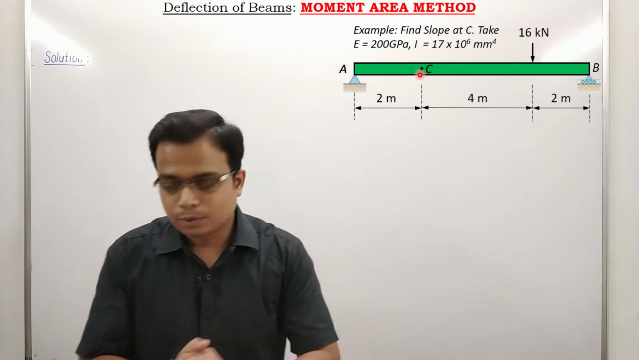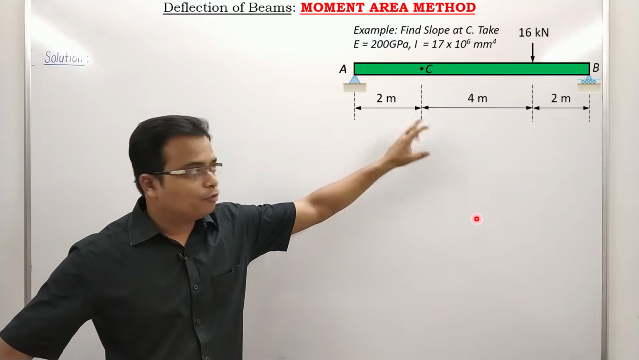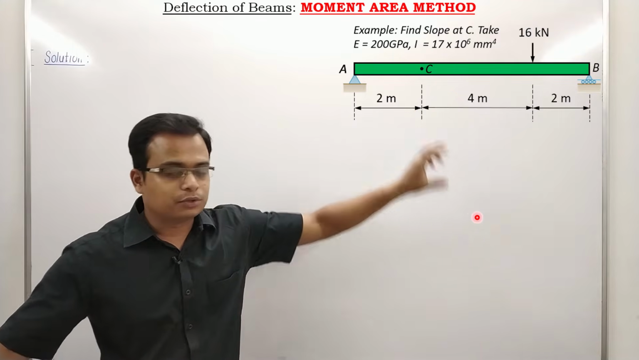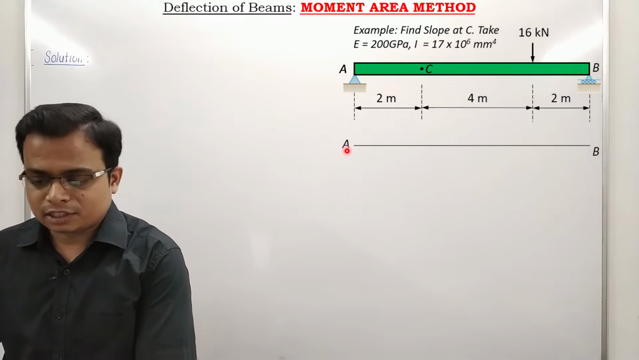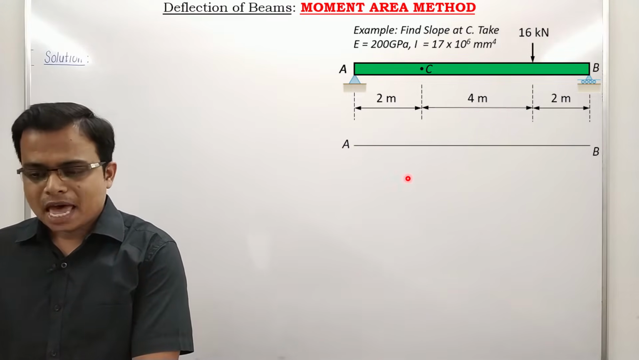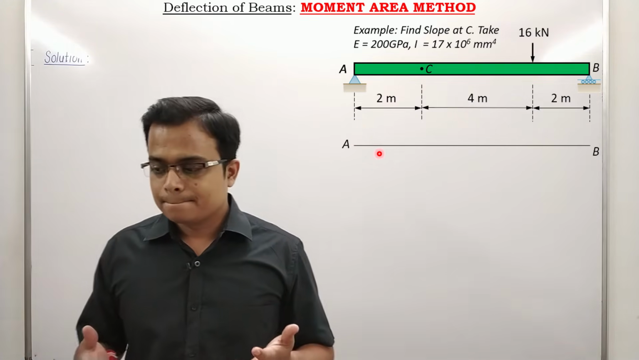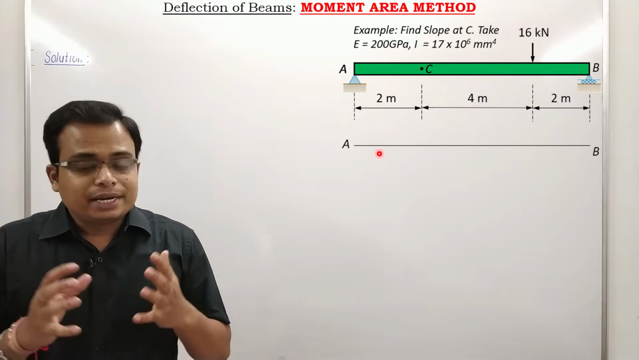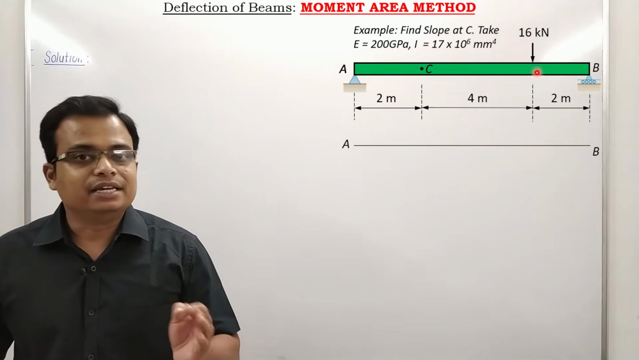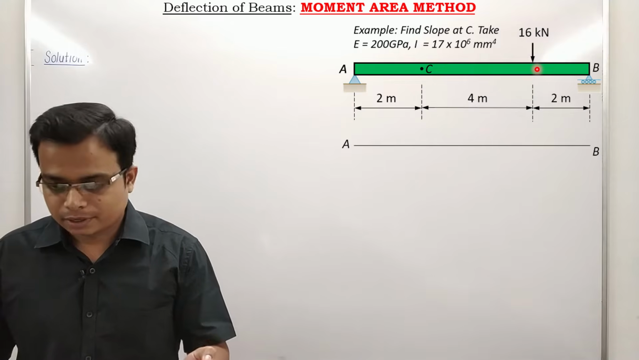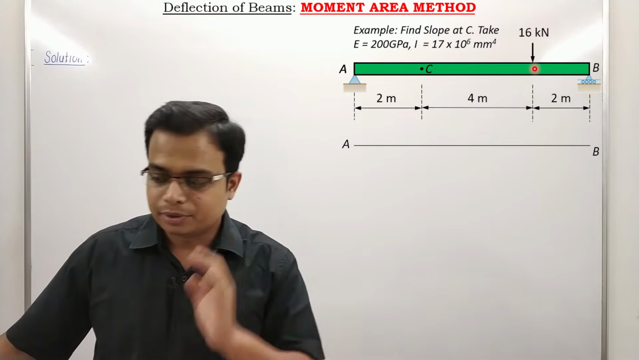Let's begin. Here we go. Focus on the right portion of your screen. Watch what I'm going to do right now. Let me draw a horizontal line. This represents A and B. The elastic curve, I don't know what the curve's profile is going to be. I have absolutely no idea about that. And by the way, I forgot to write this point over here. Let's say this point is D, the point where the concentrated load of 16 kilonewton is acting.